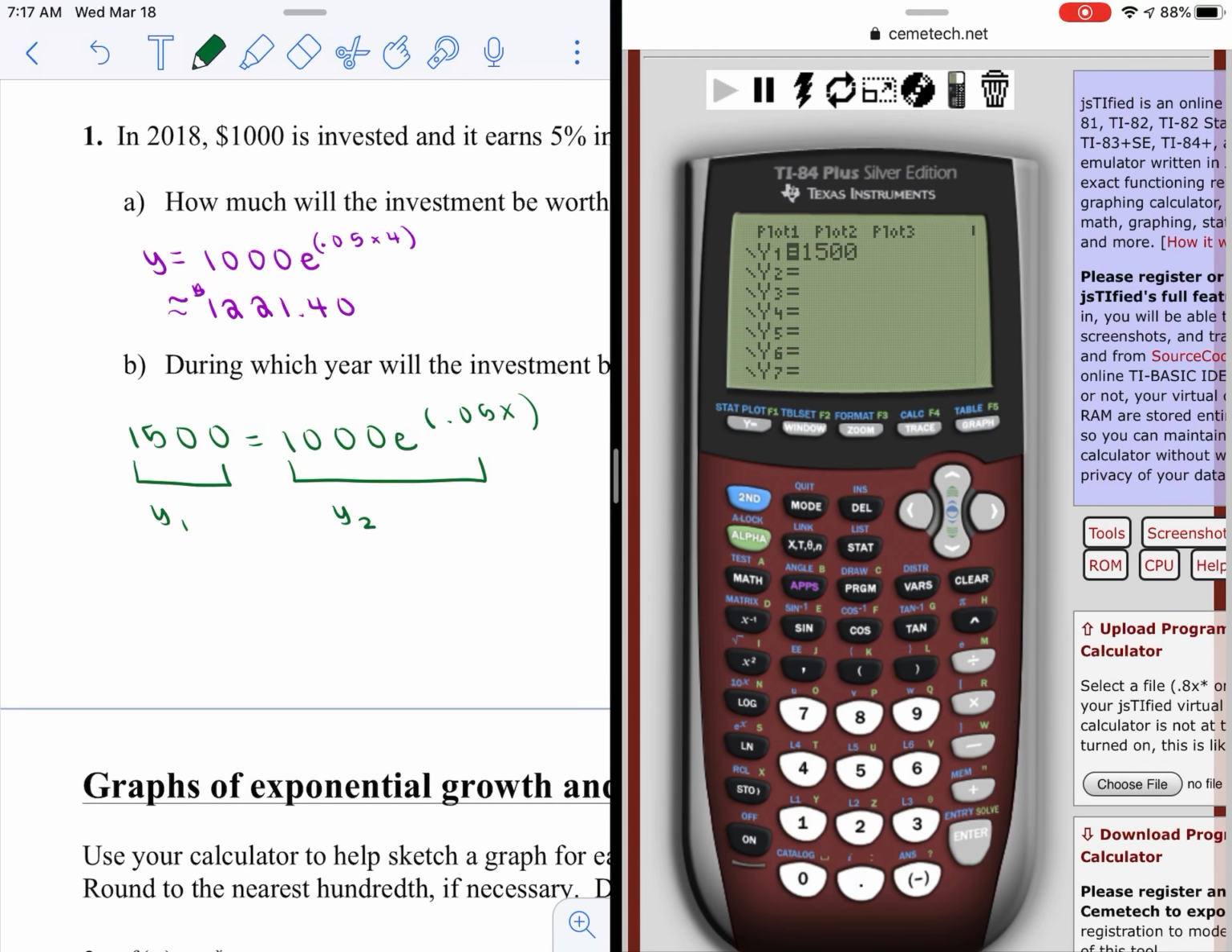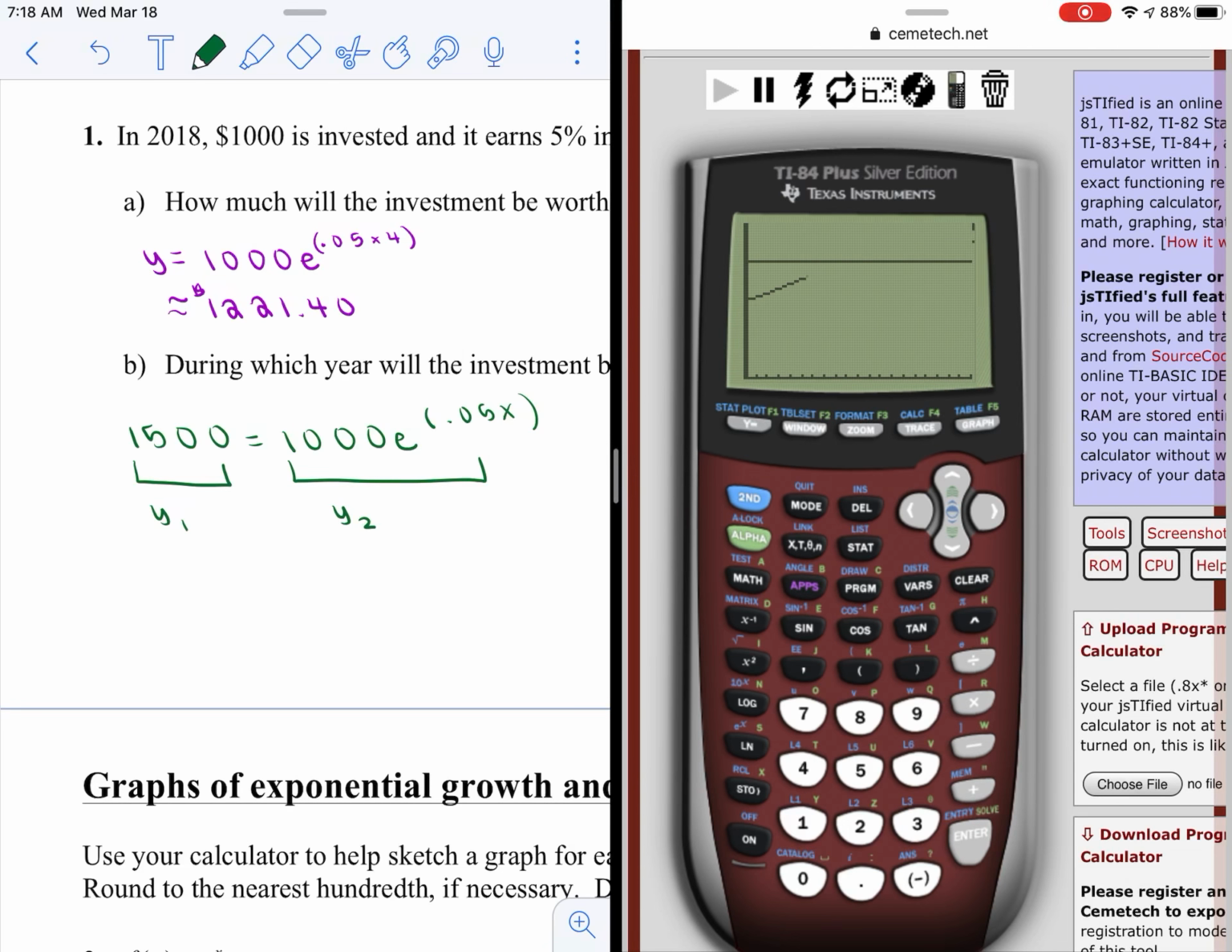1,500 and then 1,000 E to the 0.05 X power. Oops, don't need that. And then go to my window, and again, 0 to 20, and then 0 to 2,000. Sorry about that. So then, yeah, now it's not glitching, so we're good.